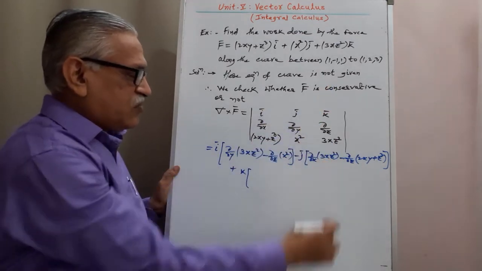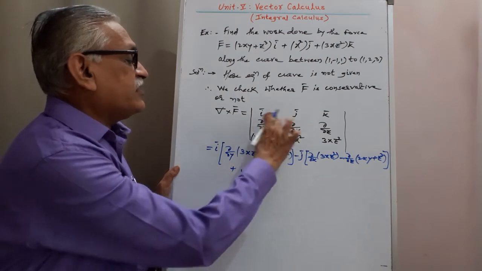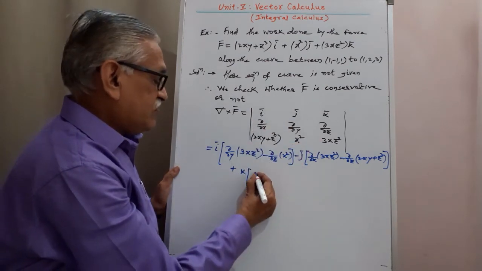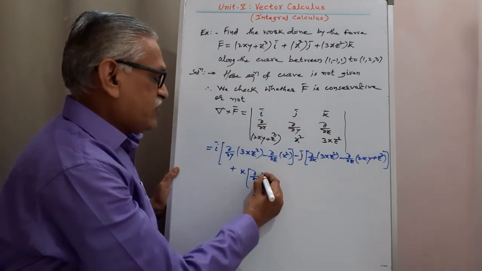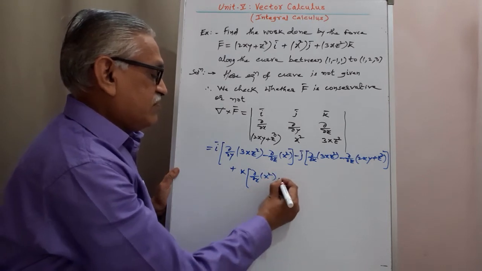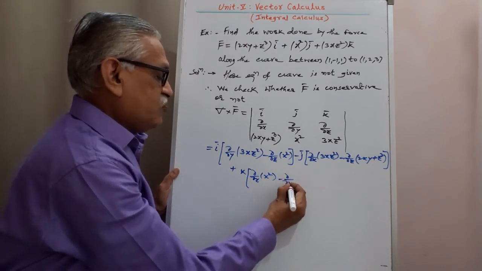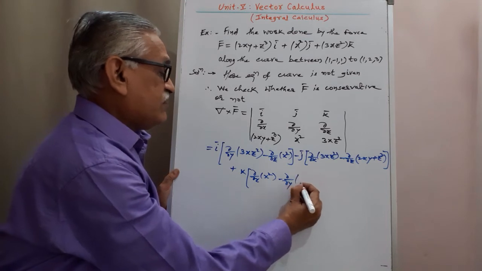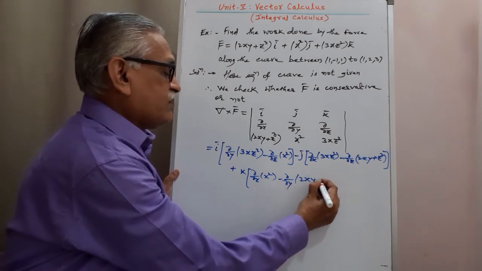neglecting the first and last column, we get the determinant of the remaining four: dou by dou x of x square minus dou by dou y of 2xy plus z cube.